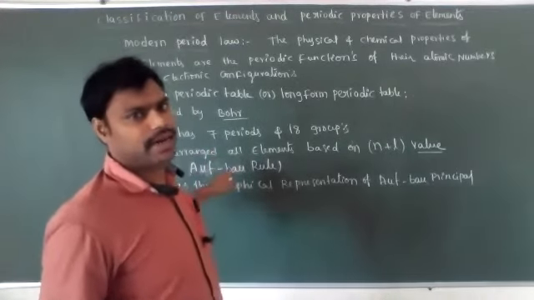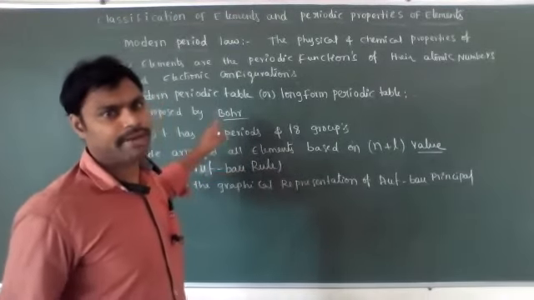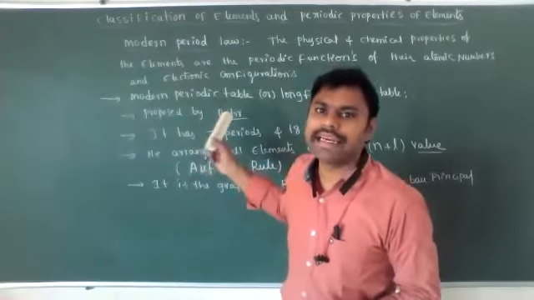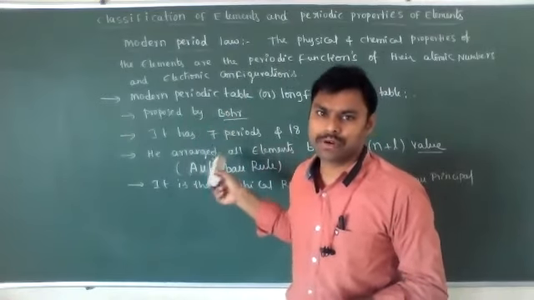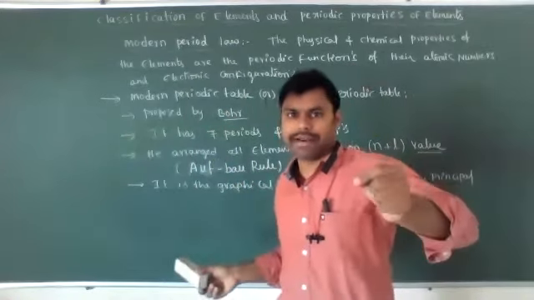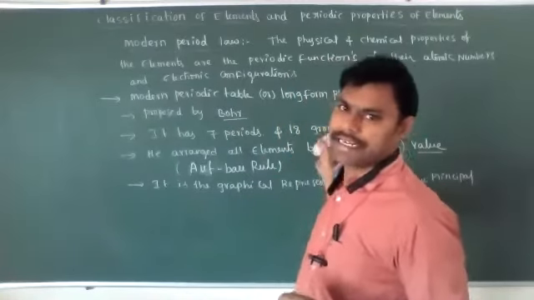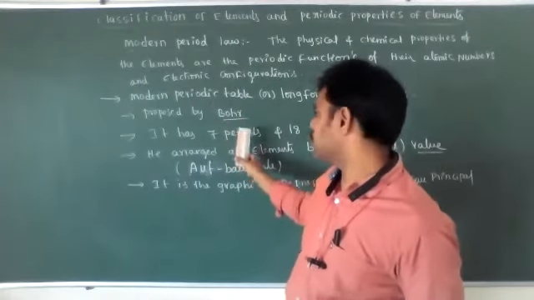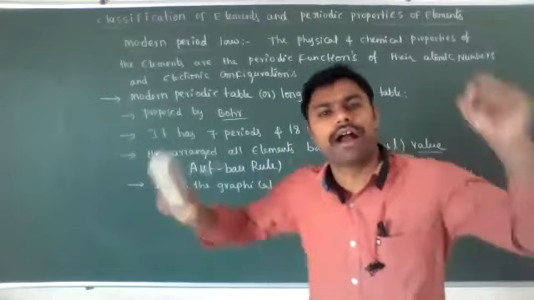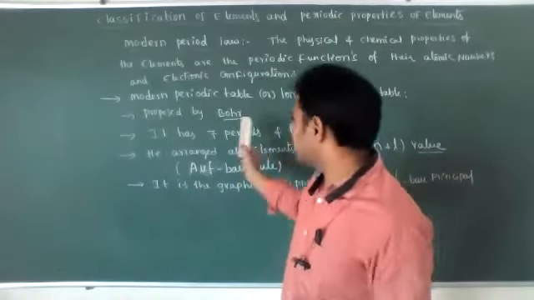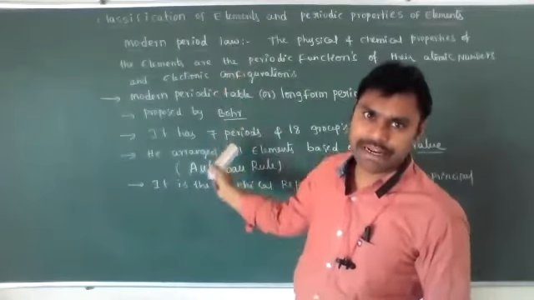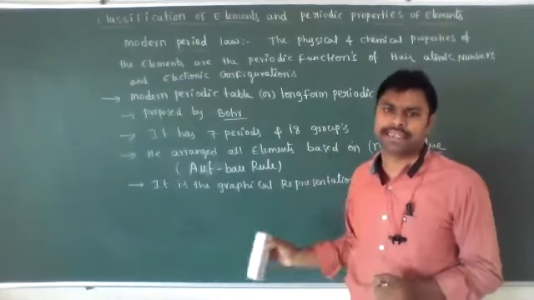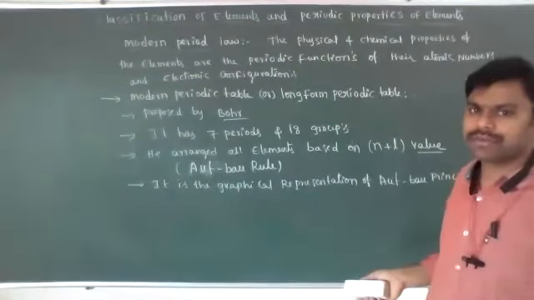That is nothing but the Aufbau rule. That's why the modern periodic law, modern periodic table, or long form periodic table is proposed by Niels Bohr. A periodic table contains 7 periods and 18 groups only. The long form or modern periodic table, which is what we are using, contains 7 periods and 18 groups.